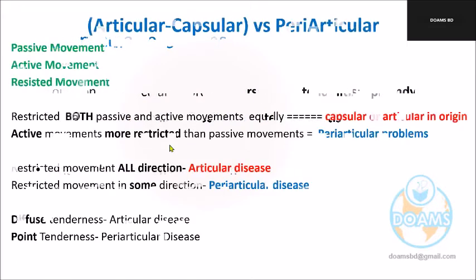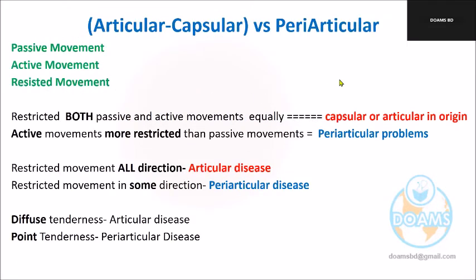Now, how to identify articular and periarticular? This is the list. If you take a snapshot, you can go through it by yourself. The basic thing is the movement types. We need to know passive movement, active movement, and the restricted or resisted movement. Who can explain these three movements?